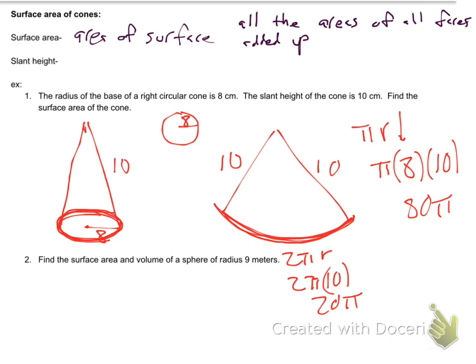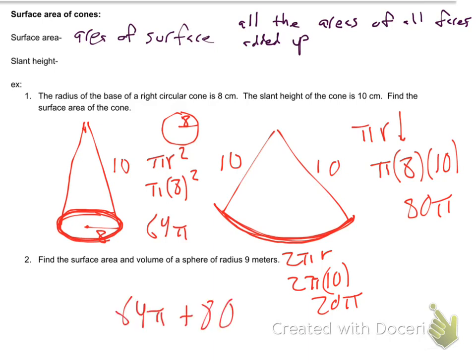We also need to know this over here, pi r squared. So pi times 8 squared, which is 64 pi. So we've got 64 pi for the circle. We're lagging a little bit. But it ends up being 64 pi plus 80 pi, which ends up being 144 pi. And this happens to be meters squared.